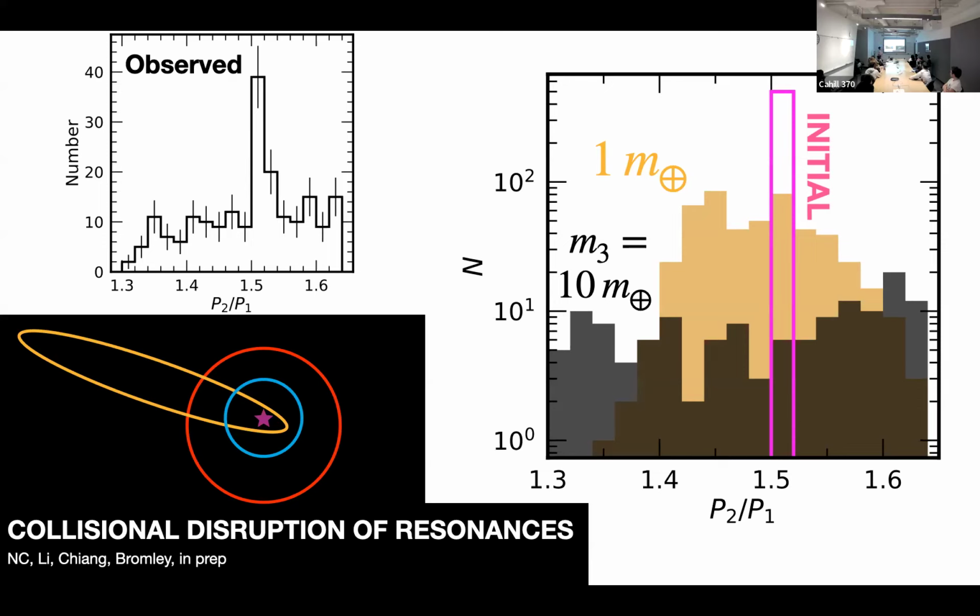Here I'm plotting what happens after the collision. After the collision, if the interloper is comparable in mass to the mass in the resonance, you just obliterate the resonance. So you get this whole continuum of period ratio values. And if the collider is less massive, then you sort of smear out the peak.